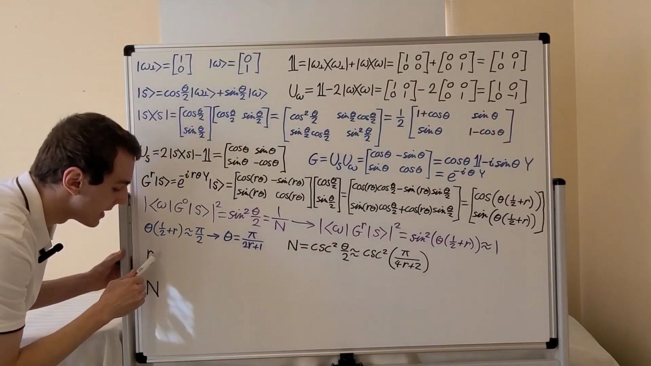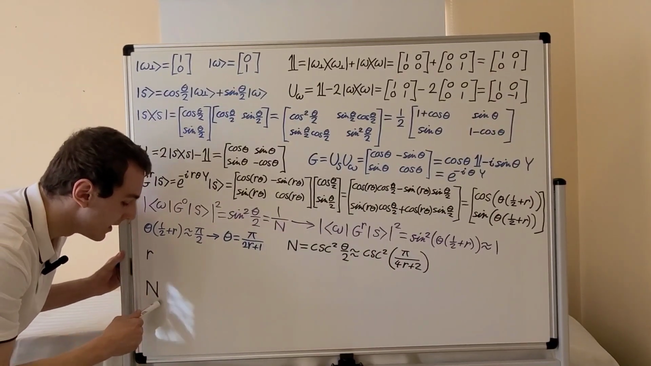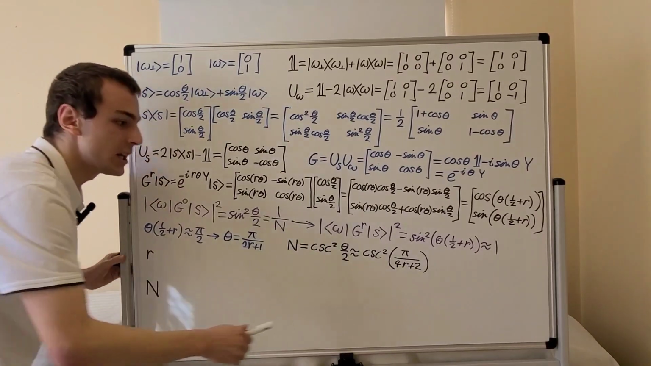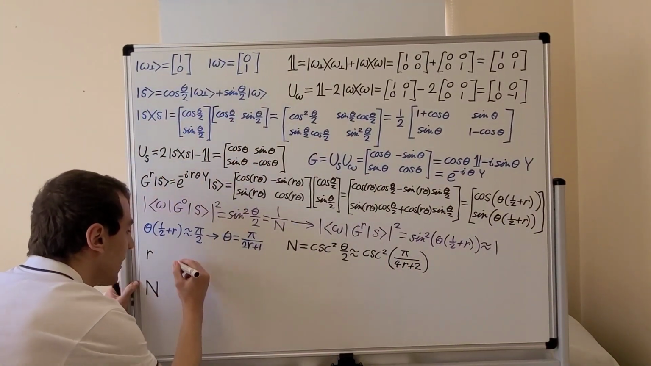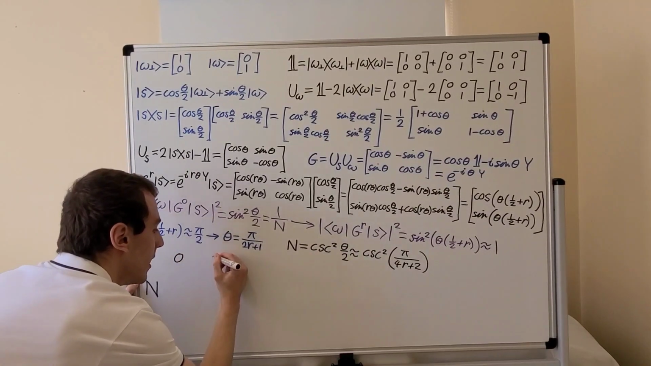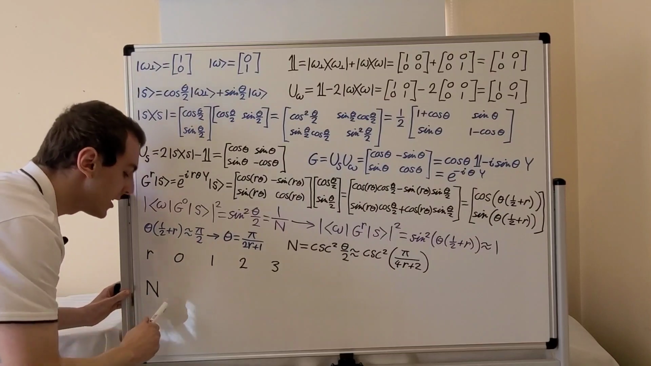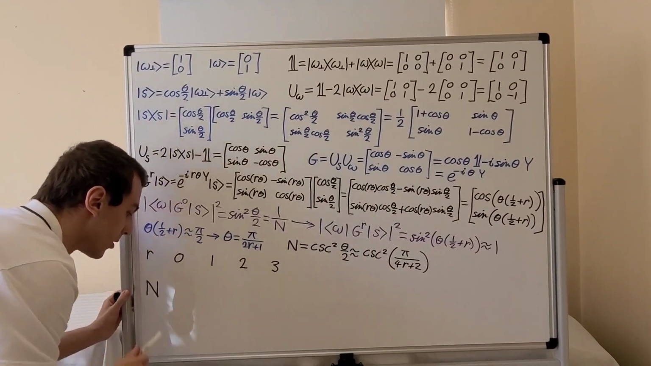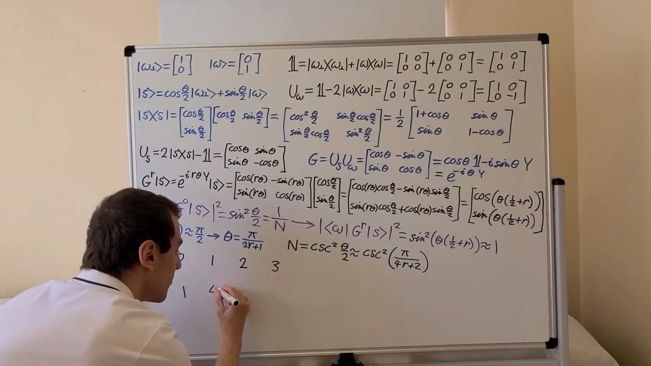So given a number of iterations or a number of queries, what value of n is most efficient? We're going to use this relationship to work that out. So let's write down some values over here. Let's consider 0, 1, 2, 3. And what values of n are we going to get? So for 0, we're going to get 1. For 1, we're going to get 4.